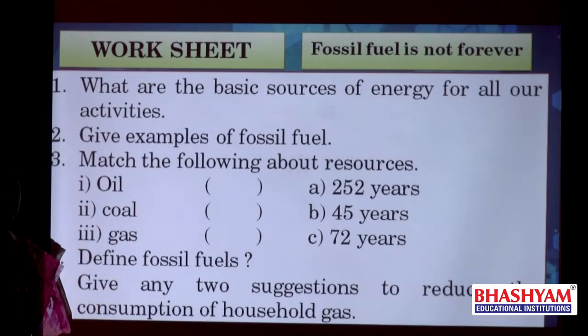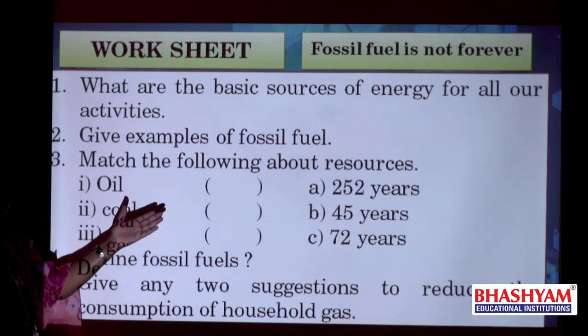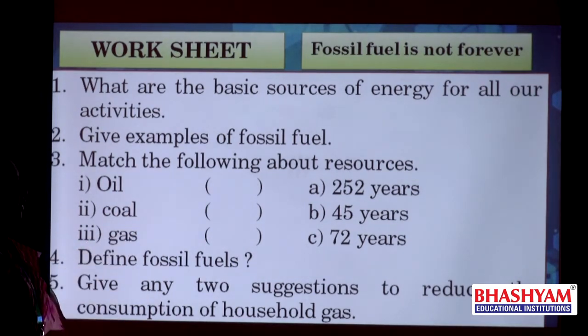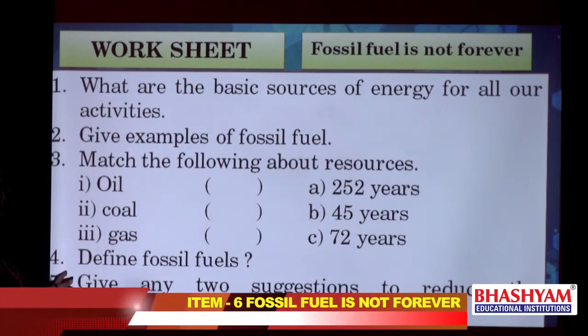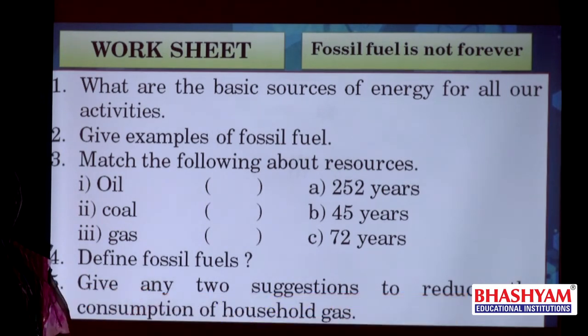Students, based on today's topic, I am going to ask you some questions. What is the basic source of energy for all our activities? Give examples of fossil fuels. Here, match the following about resources: oil, coal and gas, with 252 years, 45 years, 72 years. So, which resource is limited for how many years? You should match it. Define fossil fuels. You should write down the definition of fossil fuels. Give any two suggestions to reduce the consumption of household gas.